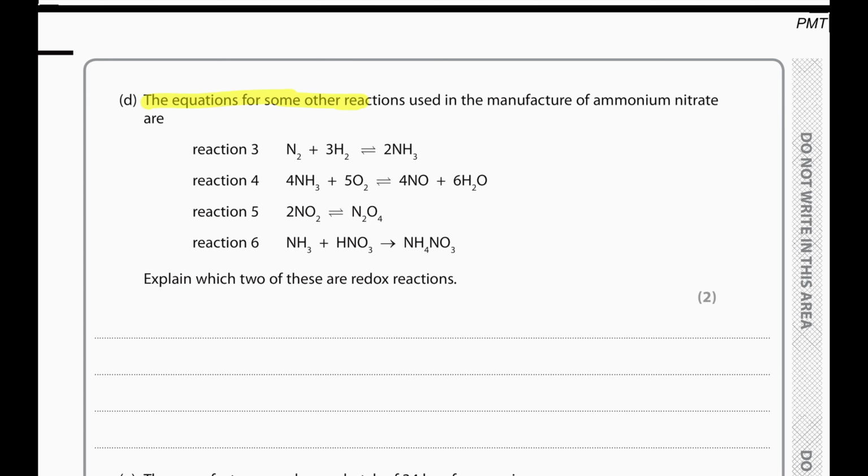The equations for some other reactions used in the manufacture of ammonium nitrate are: reaction 3, nitrogen and hydrogen react together to produce ammonia. Reaction 4, ammonia reacts with oxygen to produce nitrogen monoxide and water. Reaction 5, nitrogen dioxide turns into N2O4. Reaction 6, ammonia reacts with nitric acid to produce ammonium nitrate. Explain which of these are redox reactions.